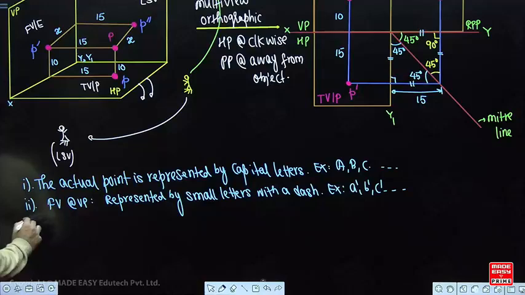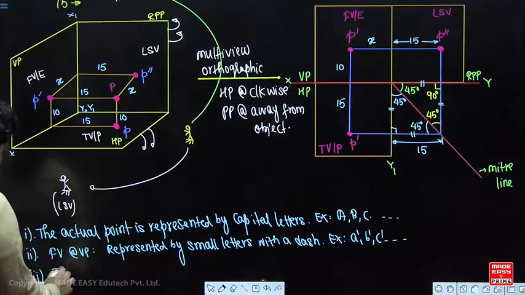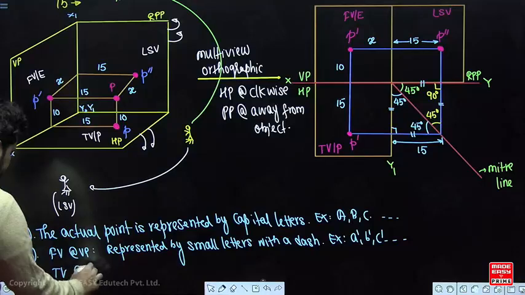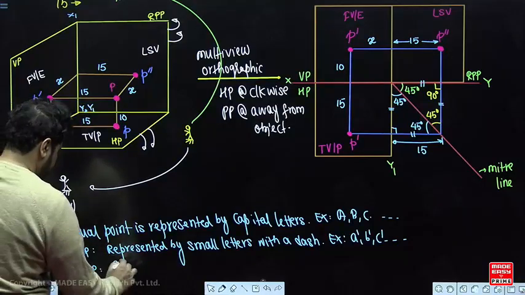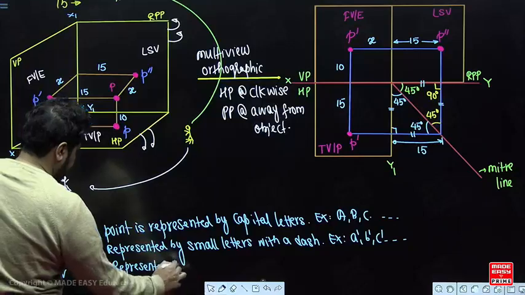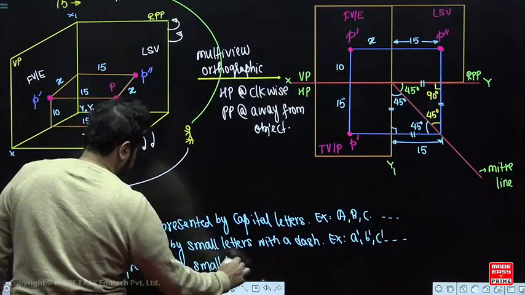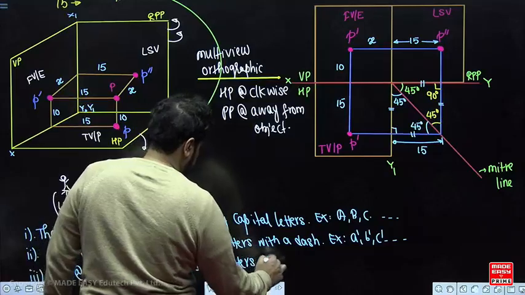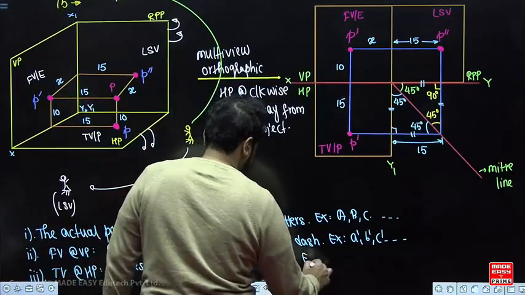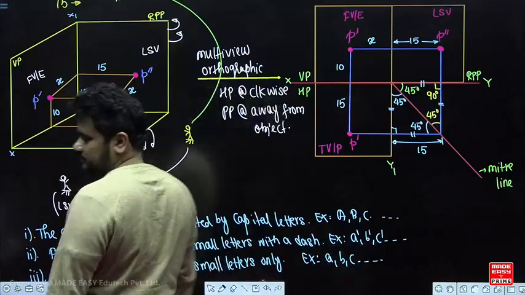समझ रहे हो कि नहीं? जो लोग का छूट गया वो लोग लिखते रहिए. टॉप व्यू कहां पे मिलता है? At HP. Represented by small letters only. एग्जाम्पल के तौर पे a, b, c small.